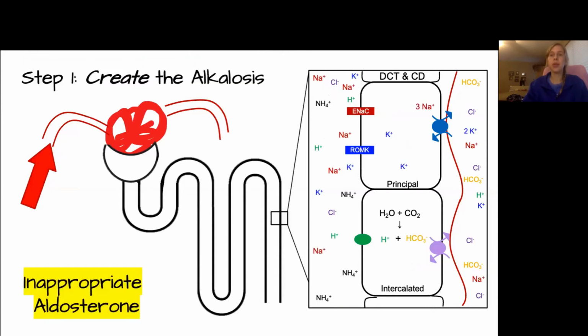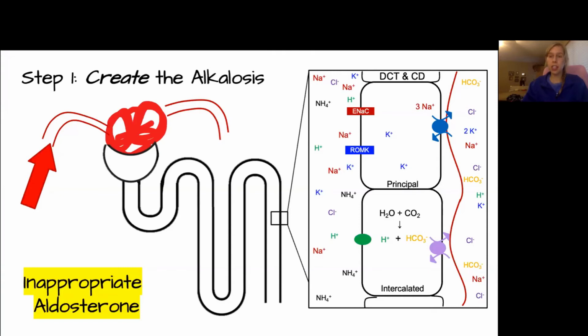Okay, so let's say we're in an inappropriate aldosterone state. This is the pathophysiology that is on that part of the diagram, the big intimidating diagram that we saw earlier. An inappropriate aldosterone state means that we have aldosterone active despite there being a high volume state. Normally, with normal aldosterone, it's triggered in a low volume state.